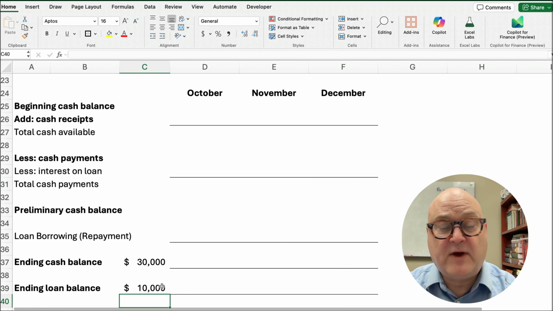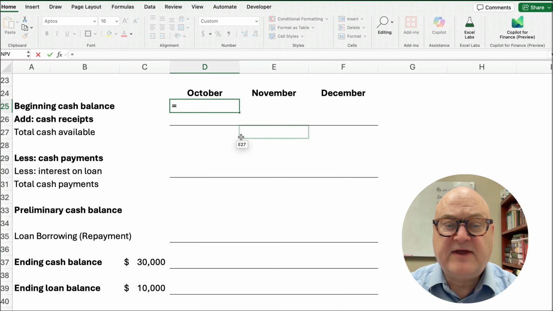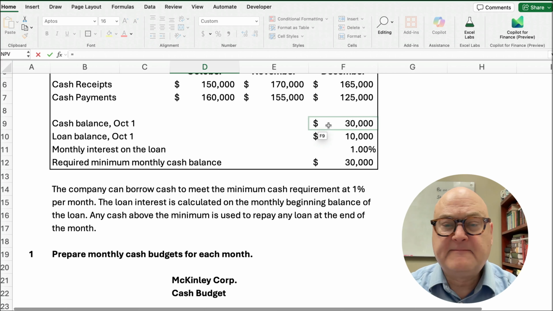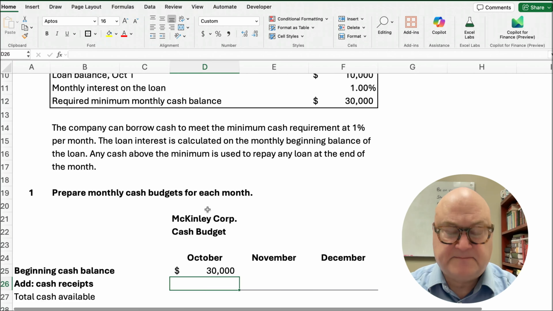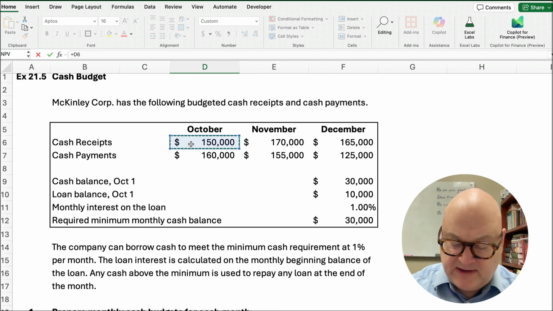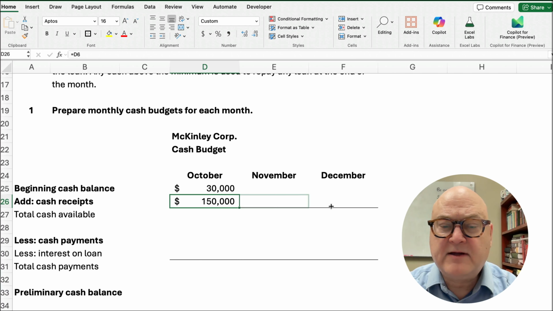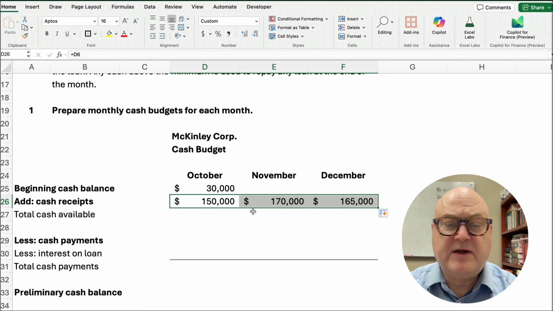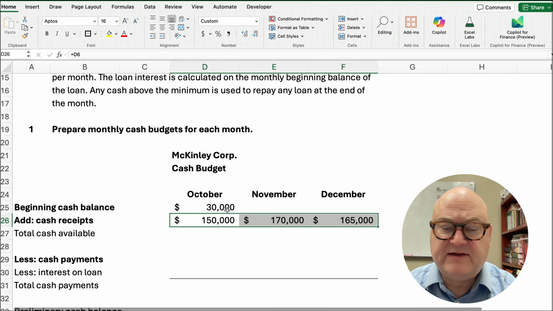So we're going to have a way so I don't have to go back and forth quite as much. Now let's take our beginning cash balance, which we know is the $30,000. We'll point to that. And then let's do the cash receipts. I'm going to point with an equals to the cash receipts of $150, and then instead of going back and forth, I'm going to copy that across. So that way we know our cash receipts are $150, $170, and $165.